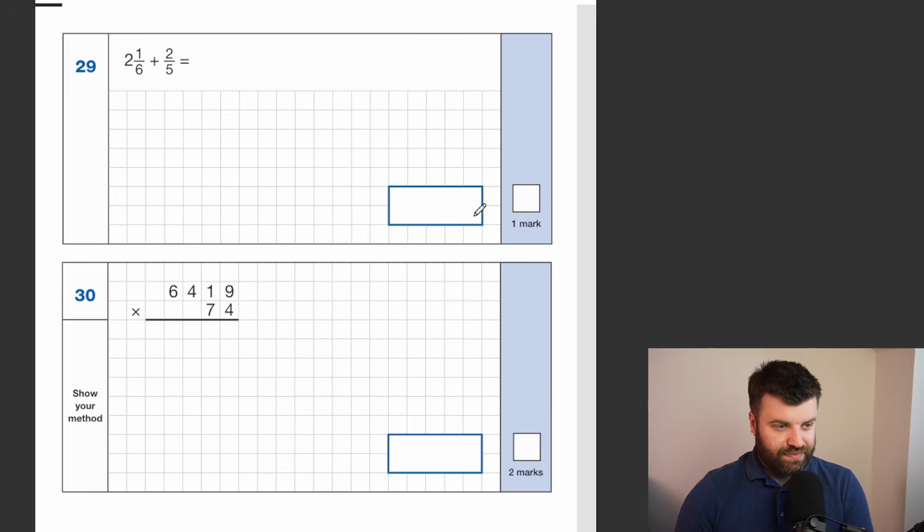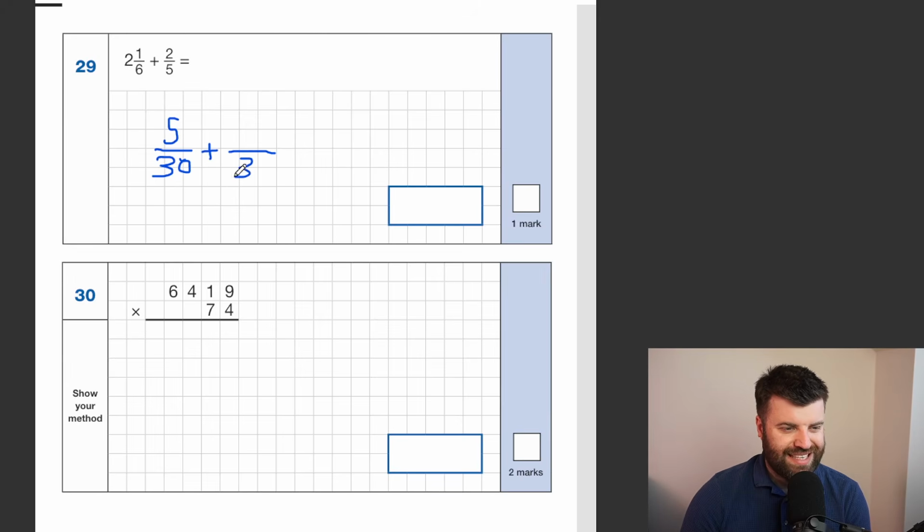Question 29. 2 1/6 plus 2/5. So the first thing you should be noticing about this is that the denominators are different. But we can't keep one the same because 6 isn't in the 5 times table and 5 isn't in the 6 times table. So we need to find a common denominator. And we can do that by multiplying these numbers together to get 30. So 1/6. To make 30ths, I multiply by 5. Do the same to the top, 5/30ths.